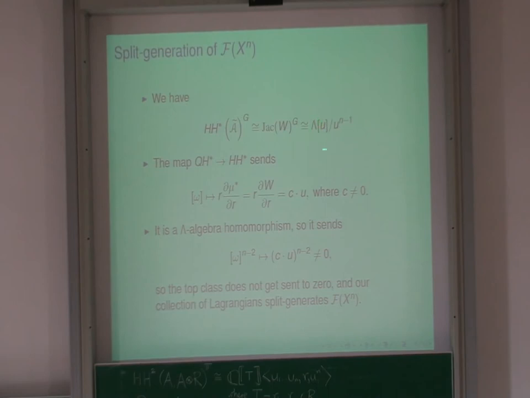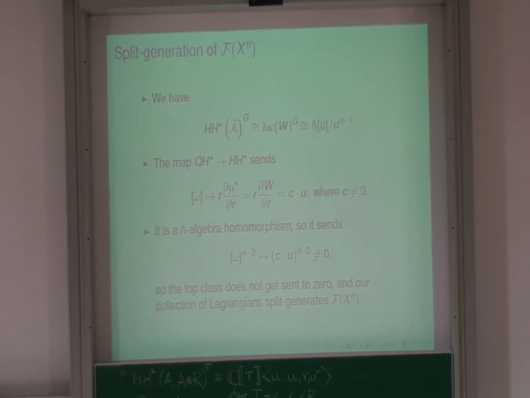Now this map always sends the class of the symplectic form to R del mu star del R. So some sort of Euler vector field evaluated on the A-infinity structure maps. In our case, under this description of Hochschild homology as Jacobian ring, this just corresponds to R del W del R, where W was this deformation class. And that turns out to be some non-zero number times the class U in here.